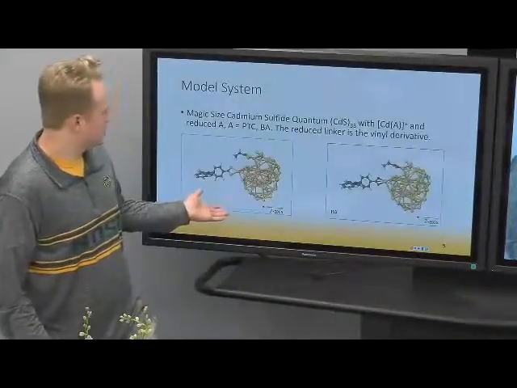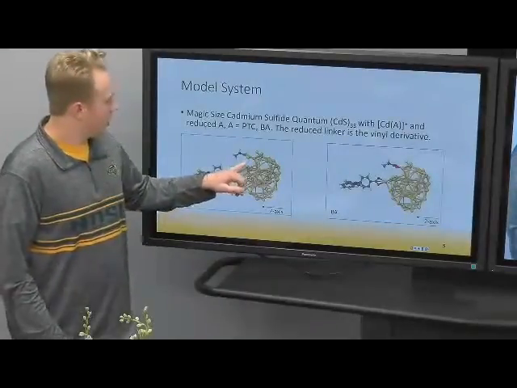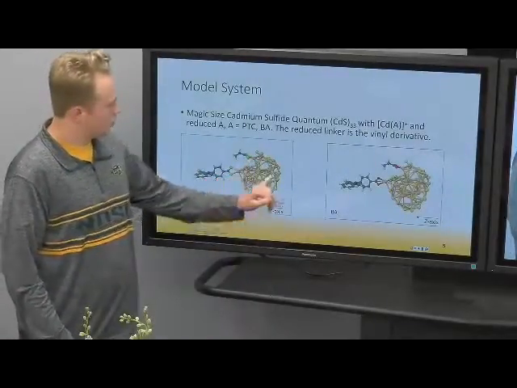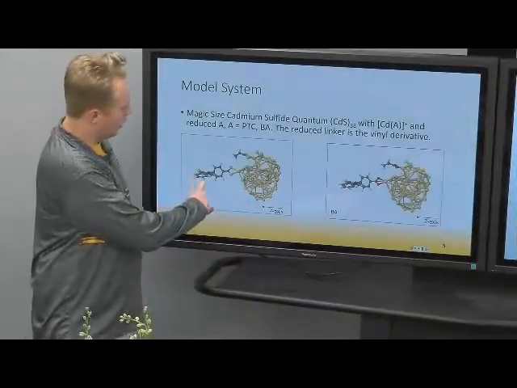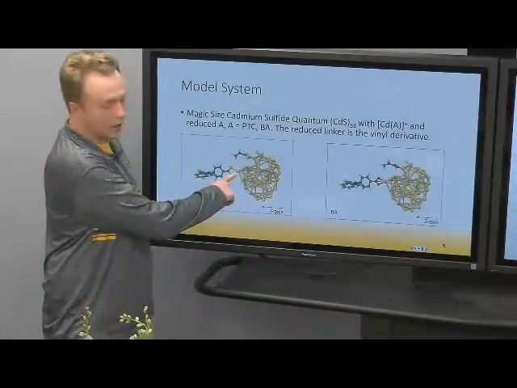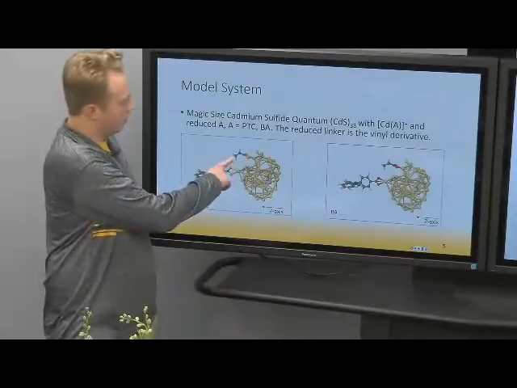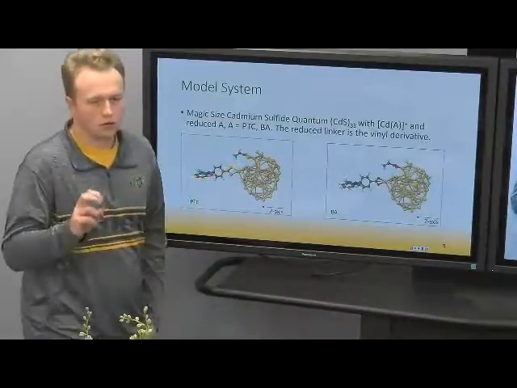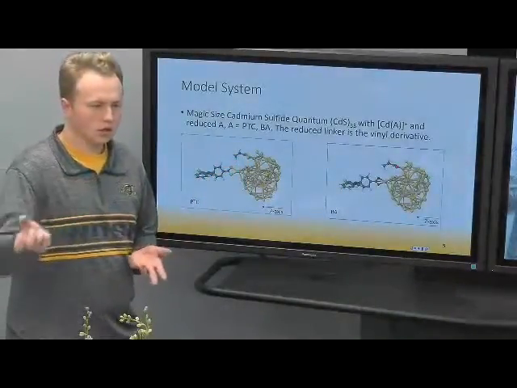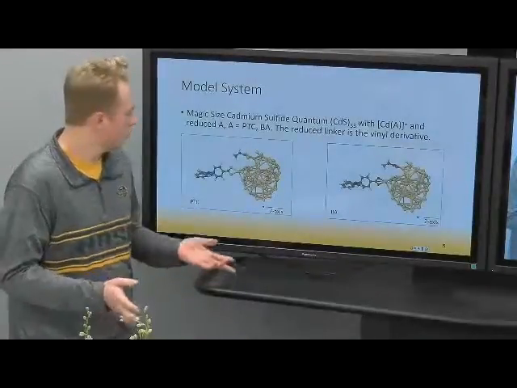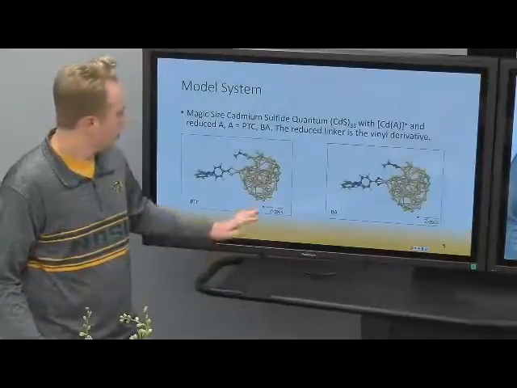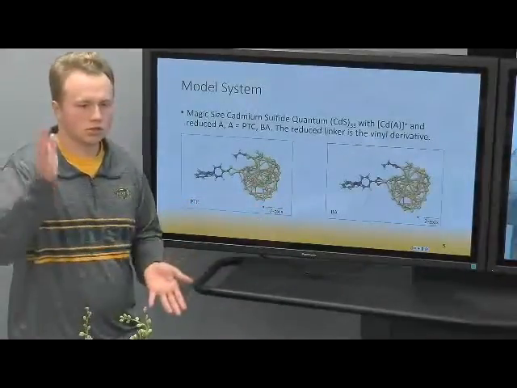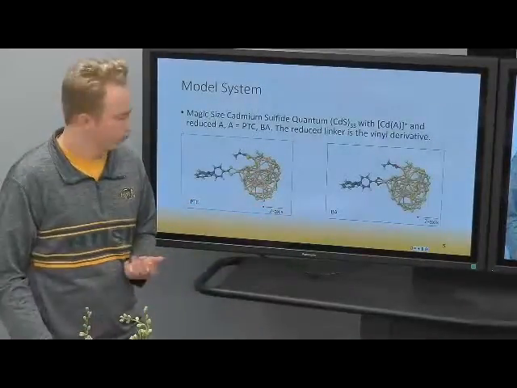So this is my system. I have it totally neutral, so I have a 33 cadmium selenium quantum dot, and then I have my full ligand with an extra cadmium, and then I took a reduced model of the ligand to keep it charge neutral, because these systems typically are charge neutral, and we don't want the charges to close the band gap.